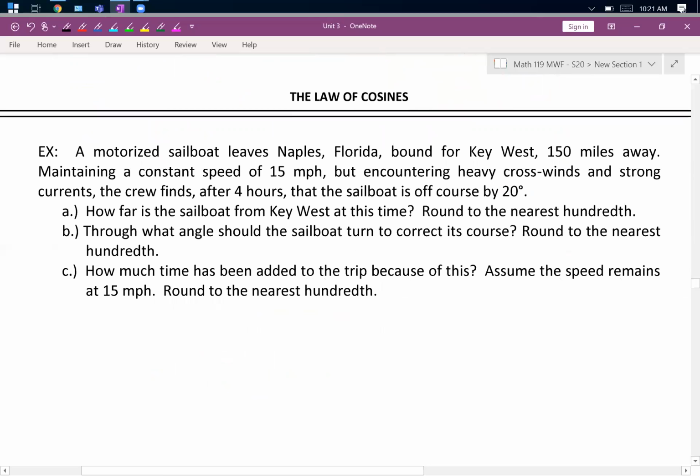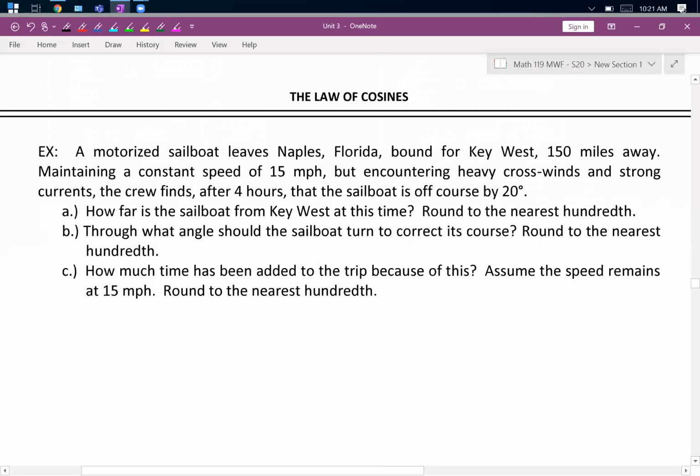I feel like we use law of cosines more than law of sines when it comes to application problems, especially bearing problems. So let's take a look at this one. A motorized sailboat leaves Naples, Florida, bound for Key West, 150 miles away, maintaining a constant speed of 15 miles per hour, but encountering heavy crosswinds and strong currents. The crew finds after 4 hours that the sailboat is off course by 20 degrees.